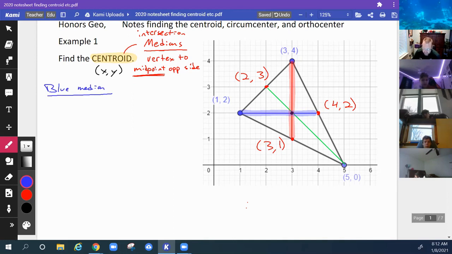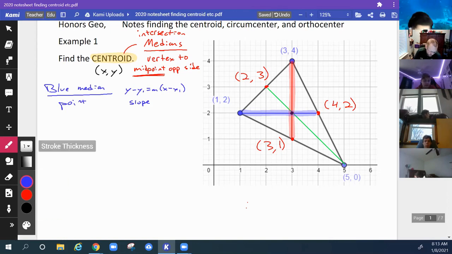But if I'm dealing with the blue median, remember, I am looking for y minus y1 equals m times x minus x1. That's the equation. I want the equation of that line. And remember, I need two things. I need a point and I need a slope.